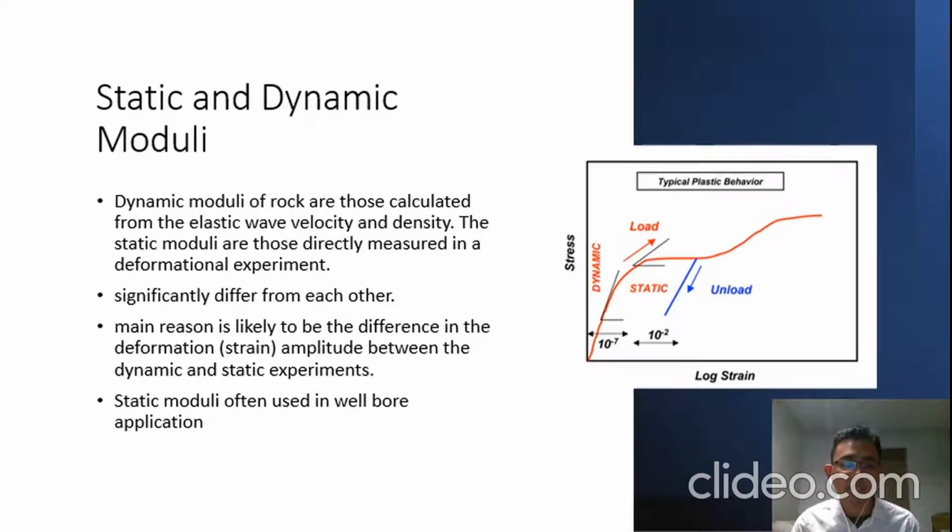In some of the experiments done by Zimmer M, he shows that in dynamic wave propagation experiments, the strain is about 10 to the power of negative 7, while the static strain may reach 10 to the power of negative 2. Static moduli are often used in wellbore stability and in situ stress applications to evaluate the possibility of breakout, elevated pore pressure, and tectonic stress distribution. For example, a common method of calculating horizontal stress in Earth is by assuming that the Earth is elastic and does not deform in horizontal direction.